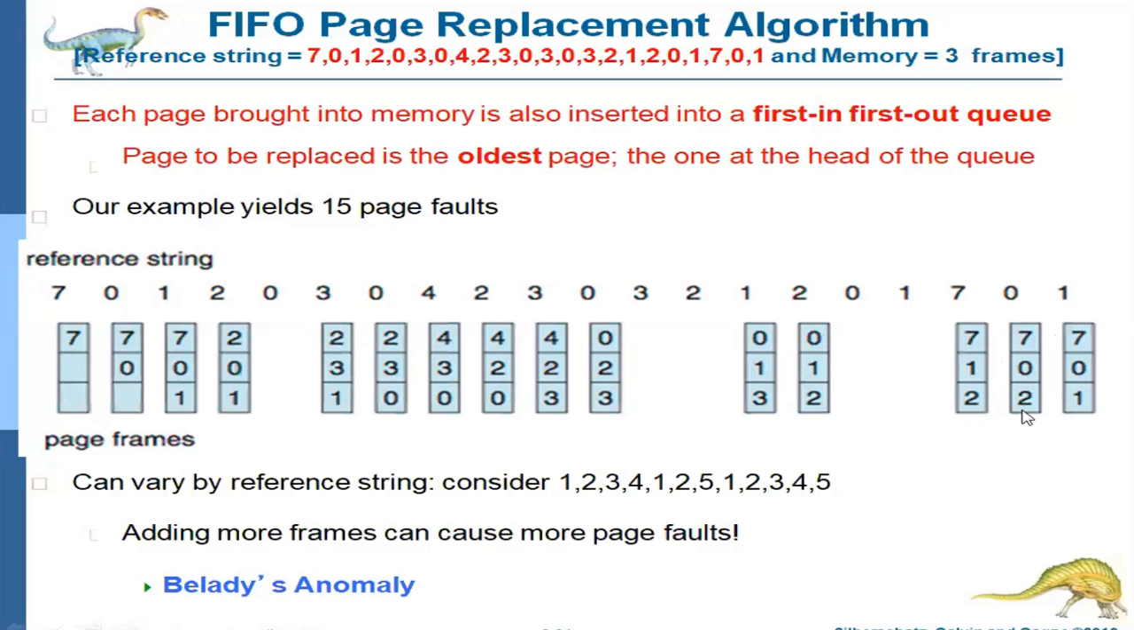Then 7, 0, 2. Again you have to search 1. So 1 is not in main memory. We have to replace a page, which is the oldest one. 7, no, 0, no, and 2. So 2 is the oldest. So instead of 2, we have to replace with 1. So this way we can find out how many page faults occur for the reference string.